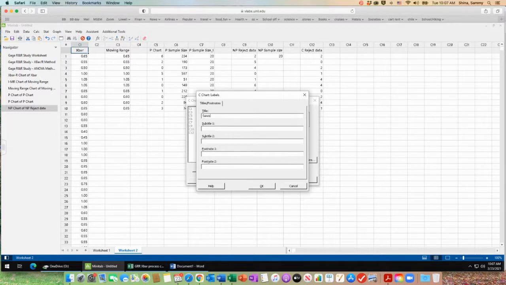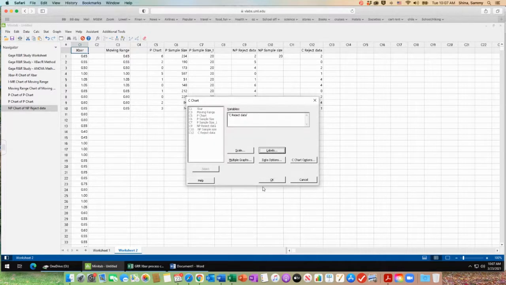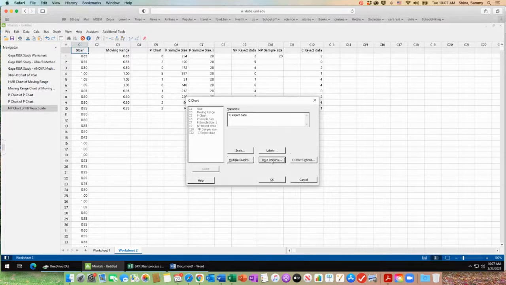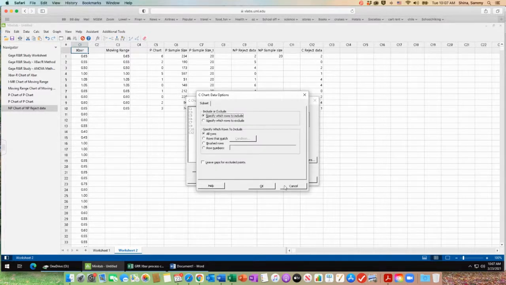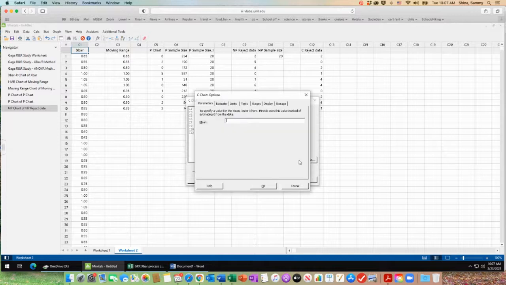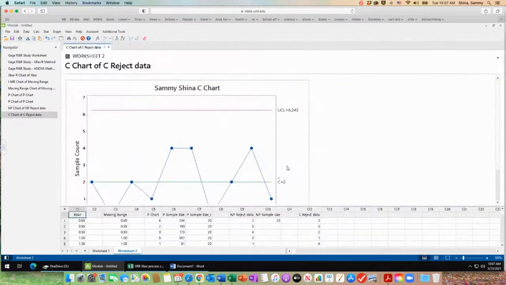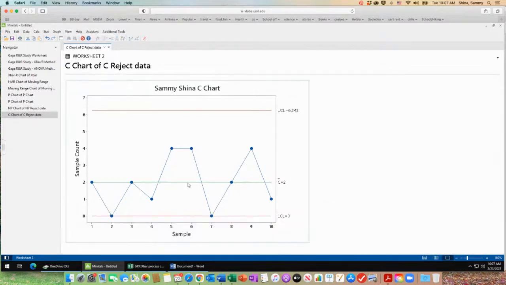Labels. Sammy, Shina, C chart. Okay. Multiple graphs. We accept. Data options. We accept what's available. C chart options. We use the mean from the data and do not provide an outside mean. And we're ready to go. And there you go. Let's view it as output only. And there's our C chart.